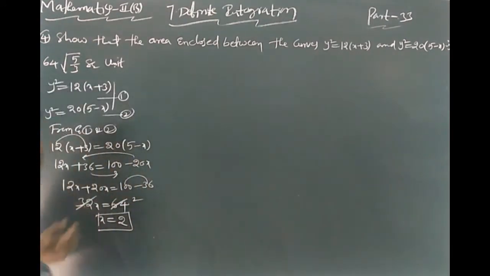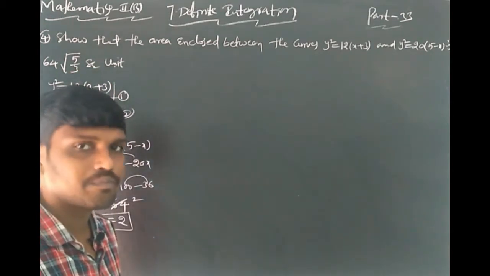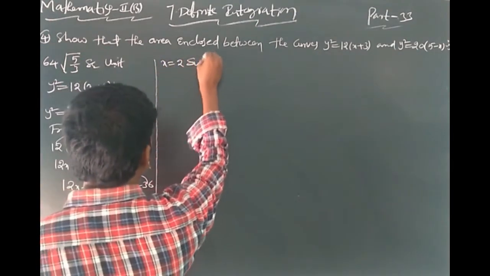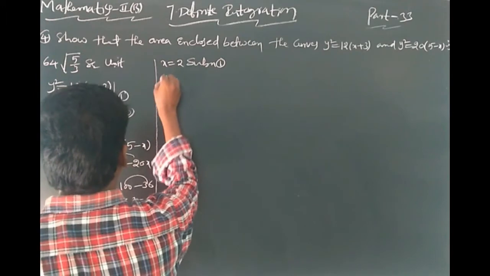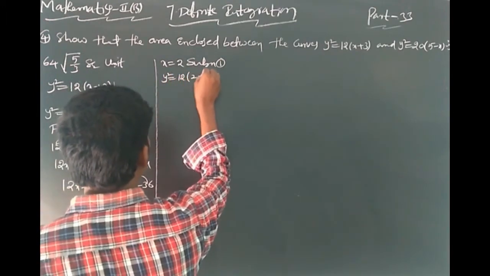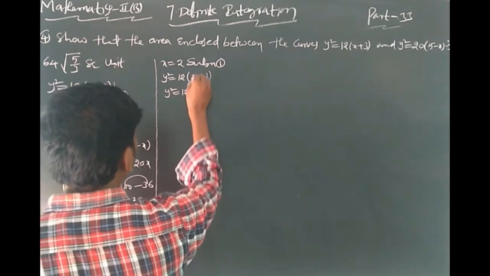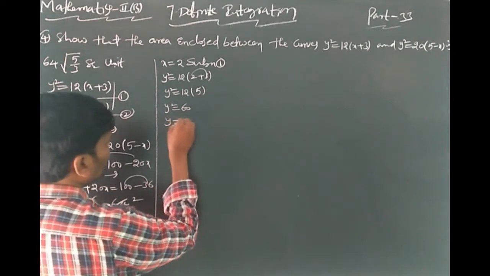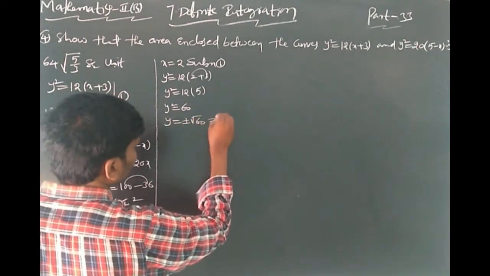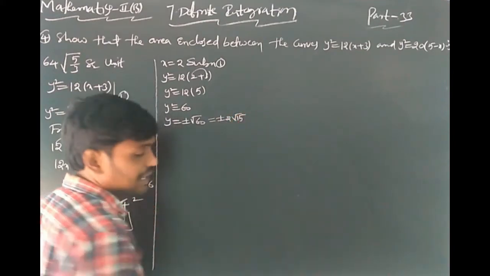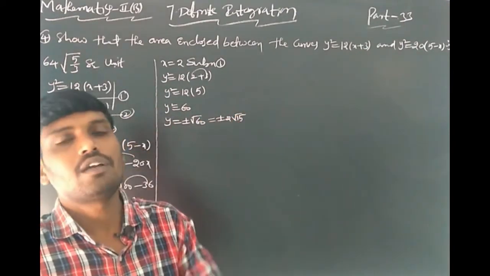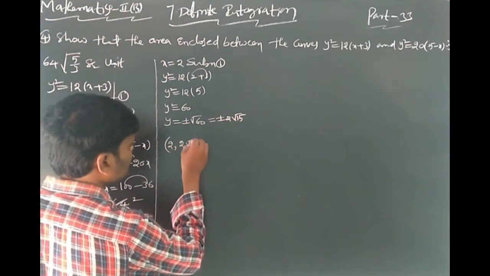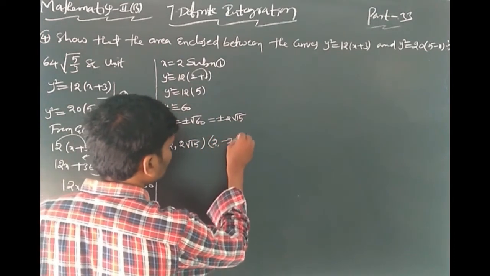Now the x value 2 is substituted in any one equation to get the y value. Substituting in equation 1, y square equal to 12 into 2 plus 3, that is 5. Y square equal to 60. Y is equal to plus or minus square root of 60, which can be written as plus or minus 2 root 15. That's why the points are 2 comma 2 root 15 and 2 comma minus 2 root 15.